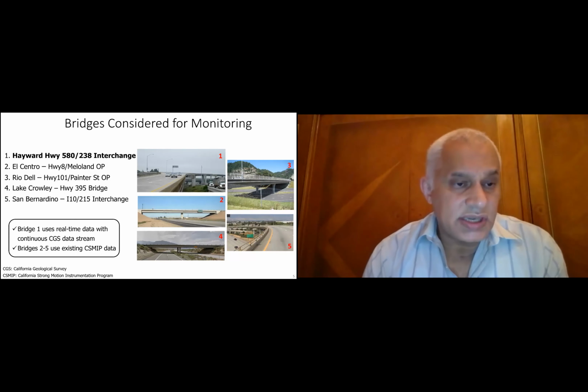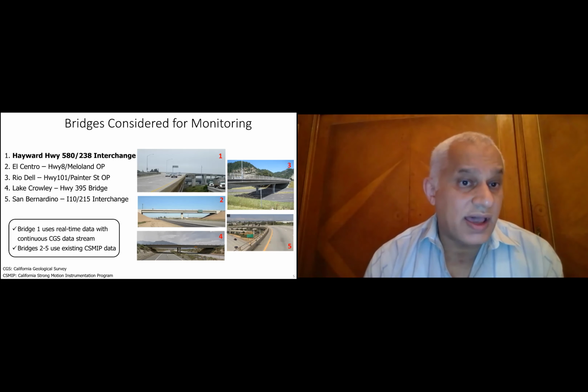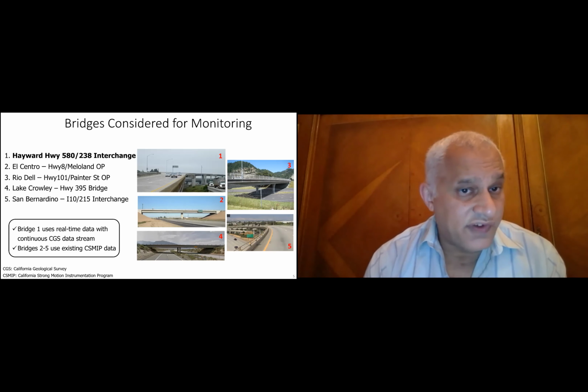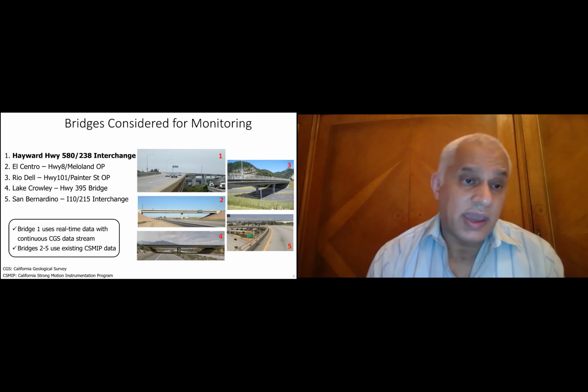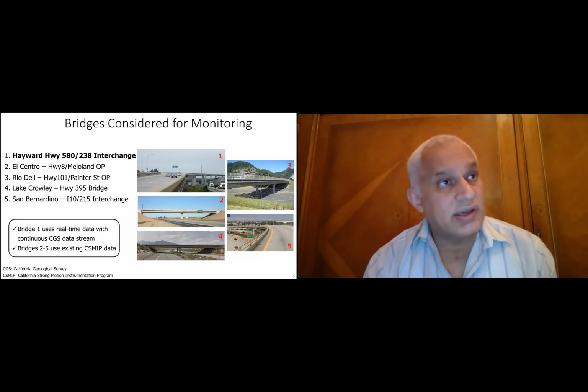At the moment, we're focusing on 5 bridges. One bridge is used for real-time monitoring, the Hayward Highway 580-238 interchange. And the other 4 bridges, we just use them with the historical CSMIP data. So these other 4 bridges, we do not receive the data in real time. This is just to limit the scope of the work. This number 1 bridge here is monitored in real time, but for the other 4, we mainly use data that's available in the CSMIP database.